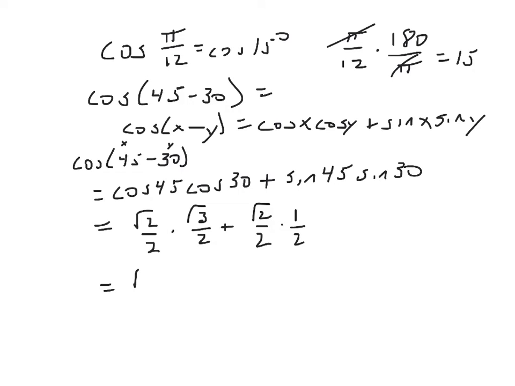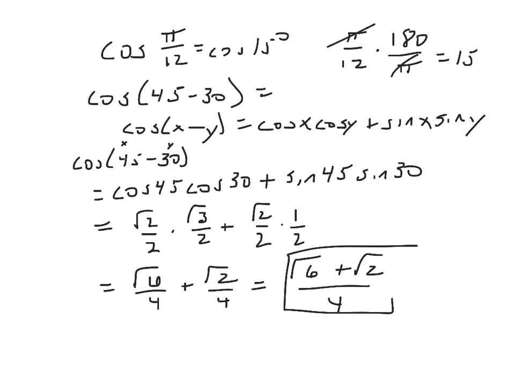And that's going to give me radical 6 over 4 plus radical 2 over 4, which is radical 6 plus radical 2 over 4. So that is an exact answer for the cosine of pi over 12, or the cosine of 15 degrees. Now let's do another one here. I want to know what the sine of 165 degrees is.